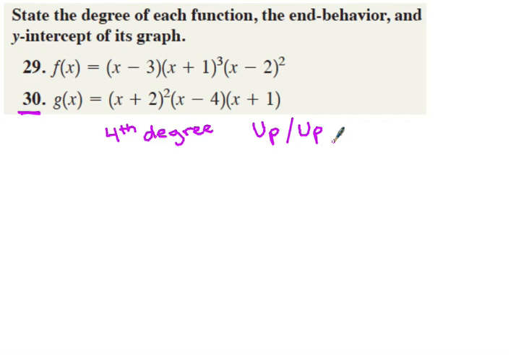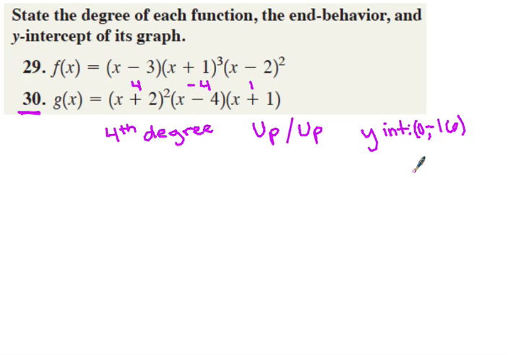So then the last piece is what's the y-intercept? The y-intercept is found by plugging in 0 for x. So when 0 goes in here, we'll have 2 squared, which gives us 4, times negative 4, times positive 1. So we'll end up with negative 16 for our y-intercept. Negative 16. So technically this is the coordinate point (0, negative 16).